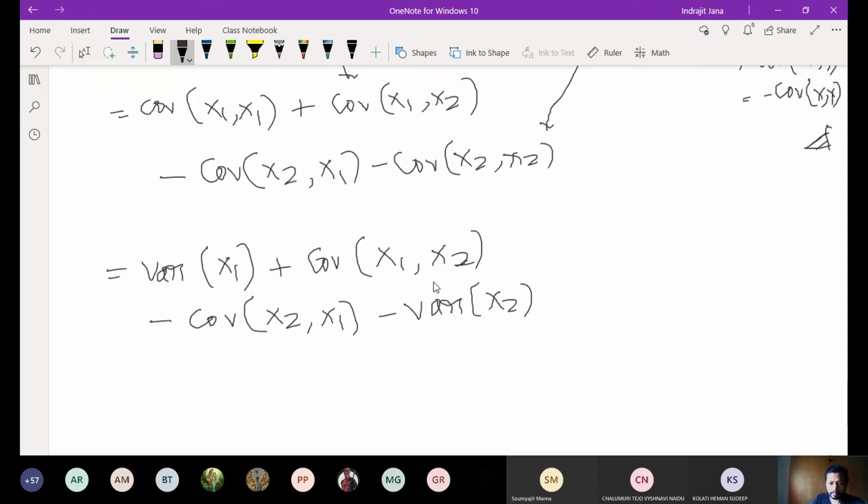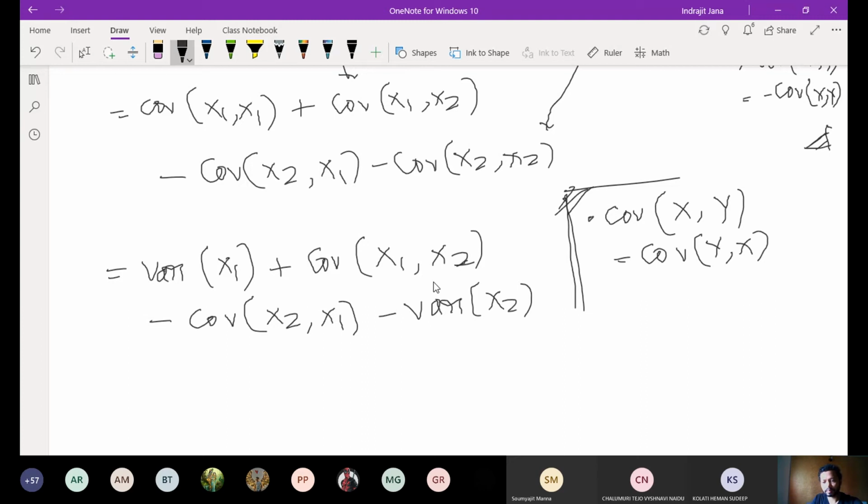now what happens? Again, you can prove that there is another property of covariance. These are not properties, like these are very easy to follow exercises. That covariance of x and y is same as covariance of y, x. If you switch the random variables, covariance won't change, because in both of the cases covariance of x and y is going to be expectation of xy minus expectation of x times expectation of y.